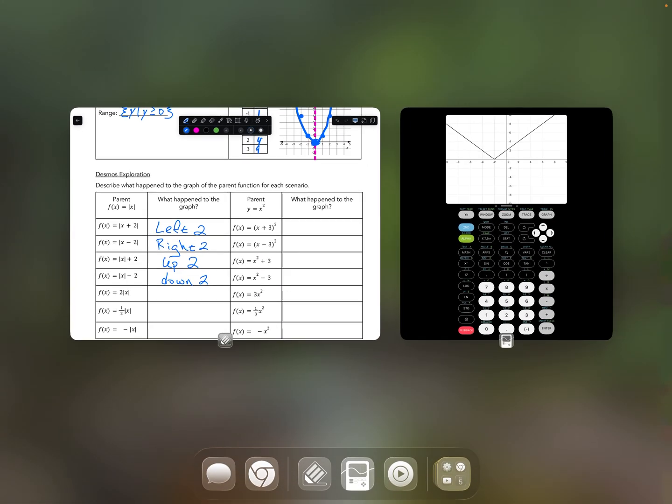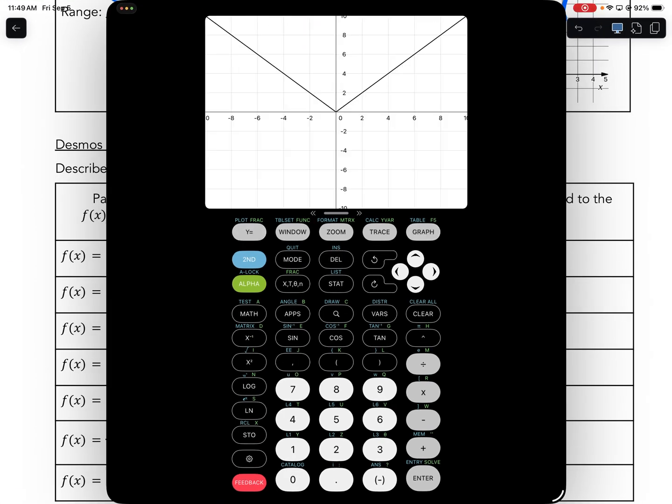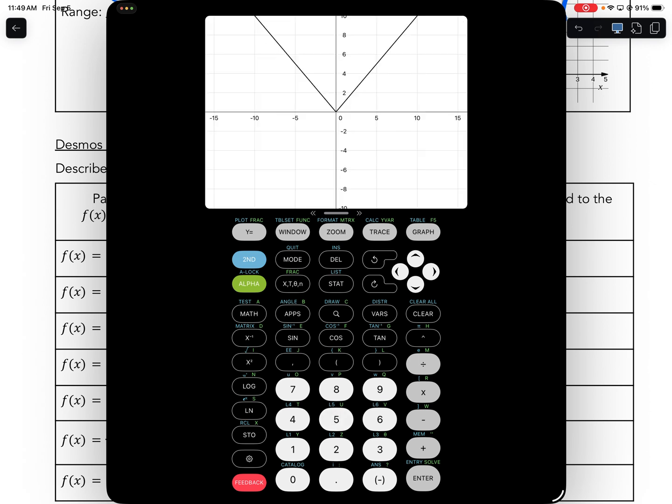So I'm going to take this out. So here's the parent function, right? 0, 0. Look, you know your TVs are like 4:3 aspect ratio or 16:9. So they're stretched out. Like movie theaters, the screen's wider than it is tall. That's what this calculator window is. So if you want it to look square, you can hit zoom, top middle, and hit 5. And then it looks like a proper V, right?